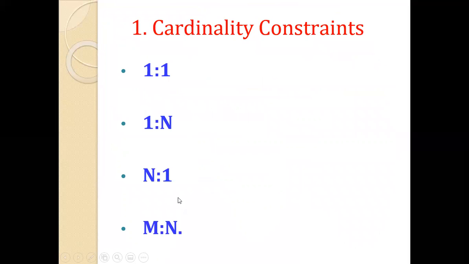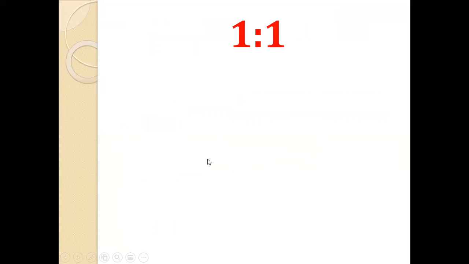Now cardinality constraints indicate the number of instances of one entity type relating to how many instances of the second entity type. Based on that, here we have mainly four types: 1:1, 1:n, n:1, and m:n. Now we'll see the diagrammatical representation here.